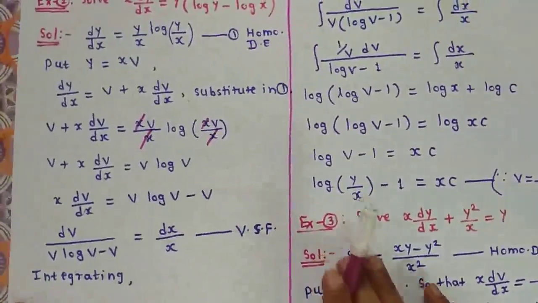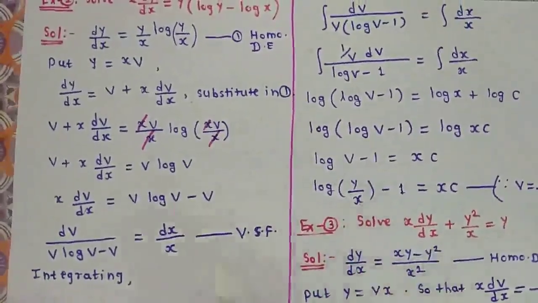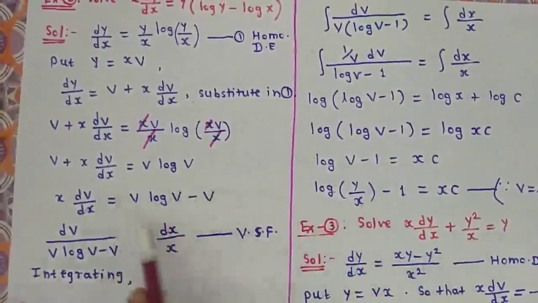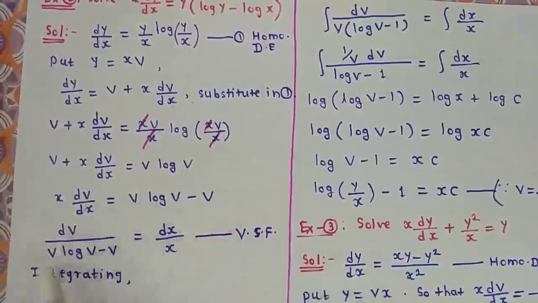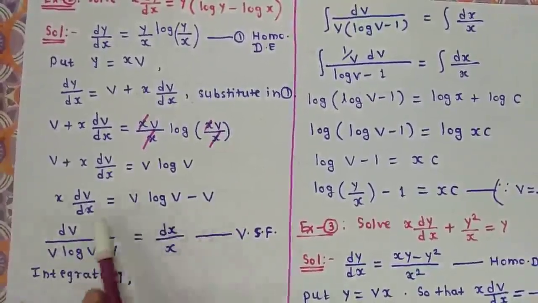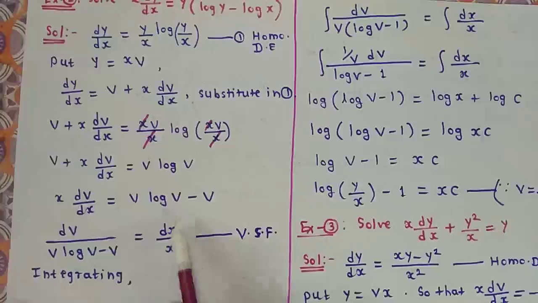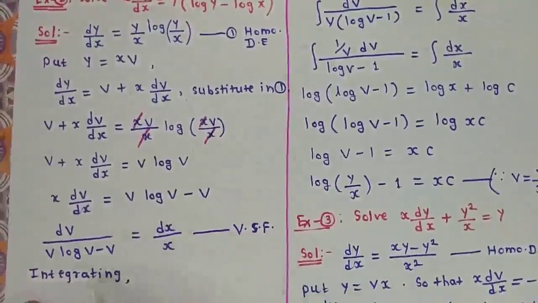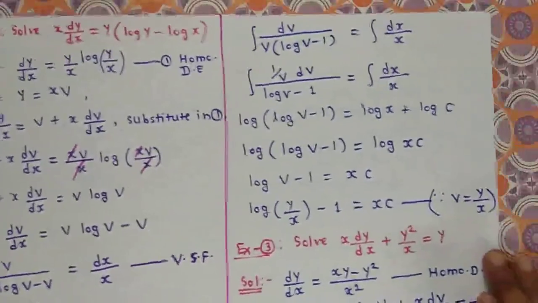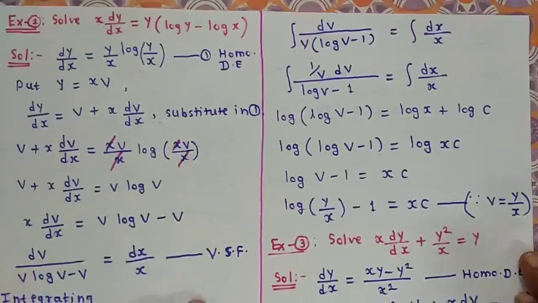Now we separate variables. For that we shift the terms of v towards the left side, so we get dv upon v into log v minus v equals, and shift the terms of x towards the right side, so we get dx upon x. This is nothing but variable separable form. So just by integrating we get its solution. Let us see how to take its integration.